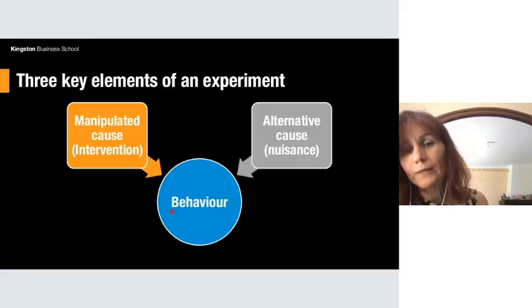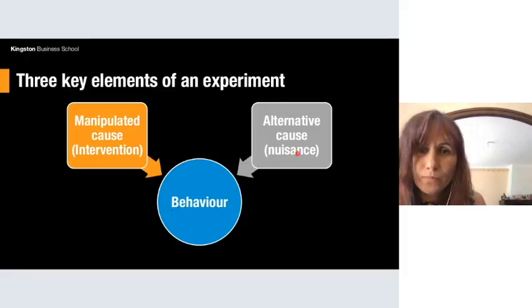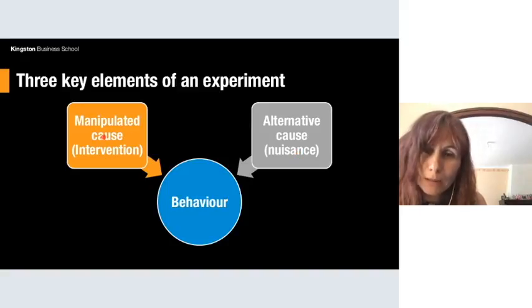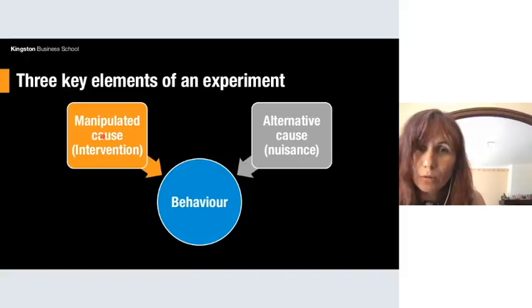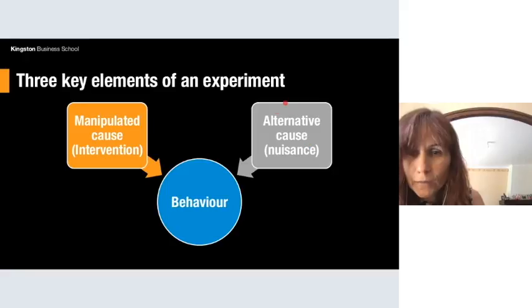The second key element is the behavior. And the third key element would be something else that might cause the change that is not what you manipulated. Sometimes it's called a nuisance or an extraneous cause or variable. But the idea when you start thinking about experiments is you need to think about alternative explanations. Your cause is your explanation for the behavior, but then you also need to think what else could explain the changes that you might observe.